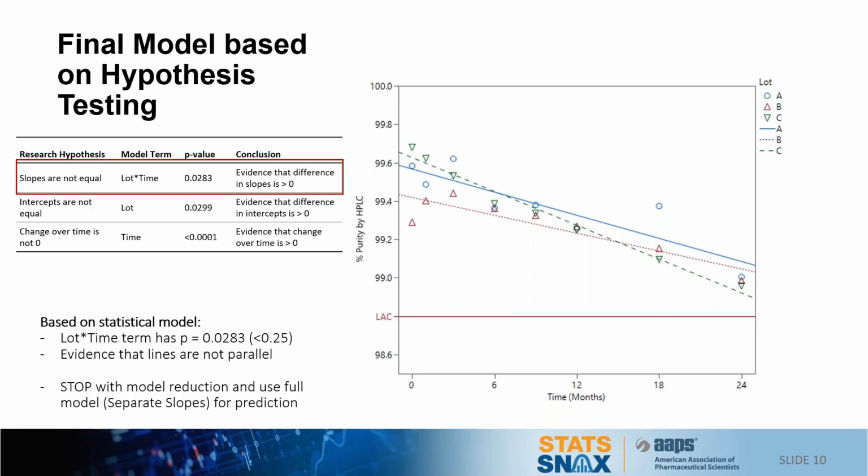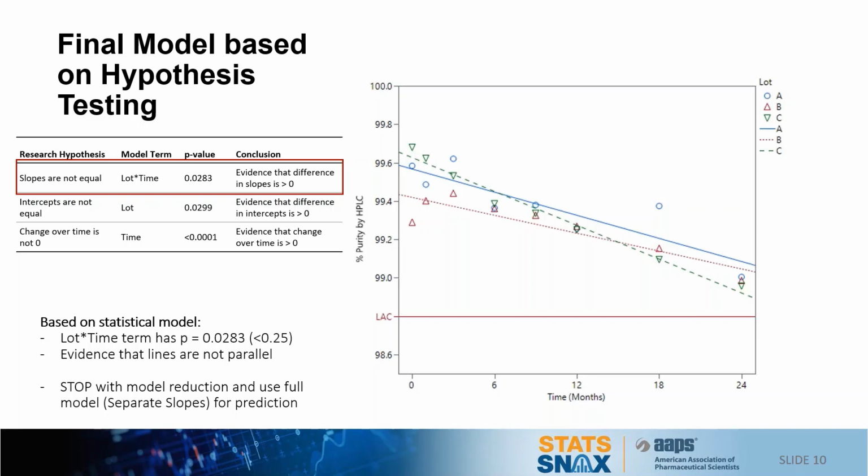We begin by looking at the p-value for the lot times time term to ask whether there's evidence that the difference in slopes is greater than 0. In this case, the p-value for lot by time is 0.0283, which is less than 0.25. Therefore, we conclude that there is evidence that the lines are not parallel and model reduction stops here. Expiry will be determined using the full model or separate slopes model.